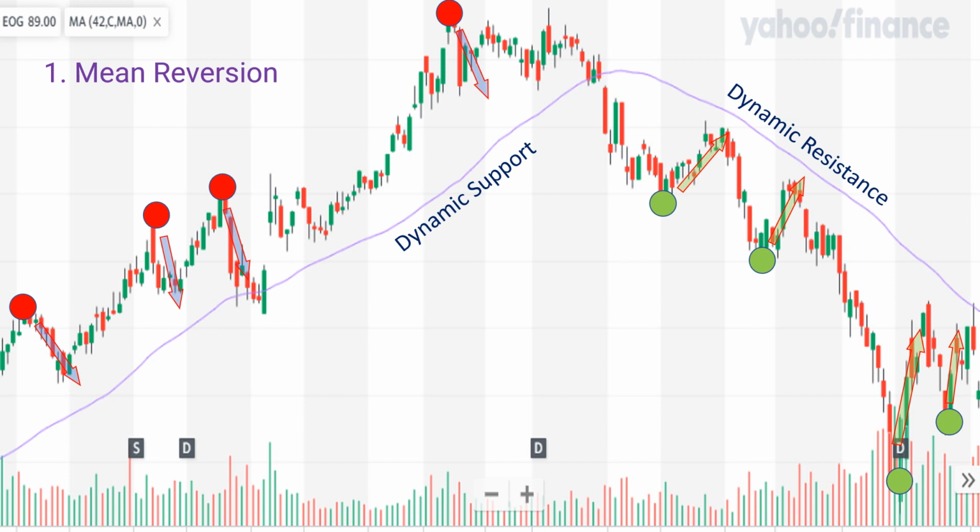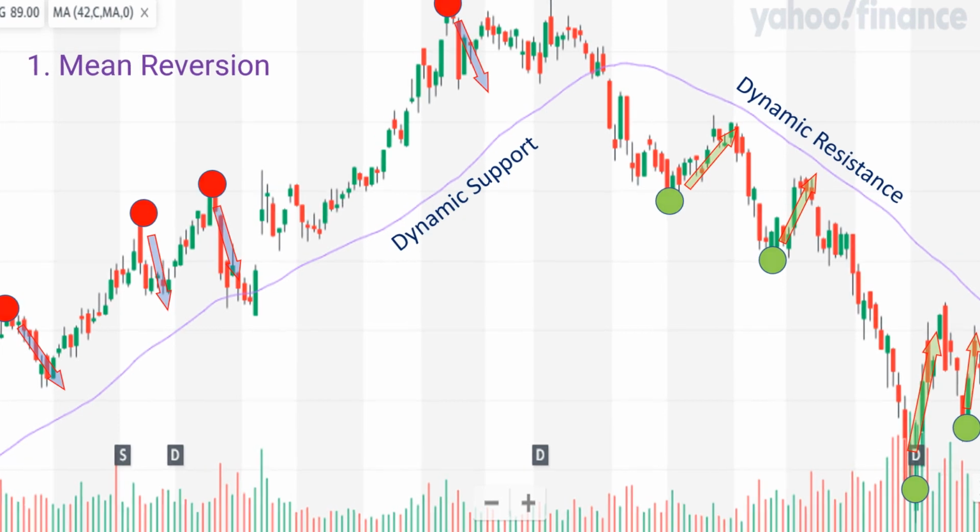Therefore, the price doesn't stay far from the moving average and returns back to the mean. Same as a spring. If you pull it from its equilibrium, it will eventually return back to its original position. Therefore, mean reversion is an important part of price action.